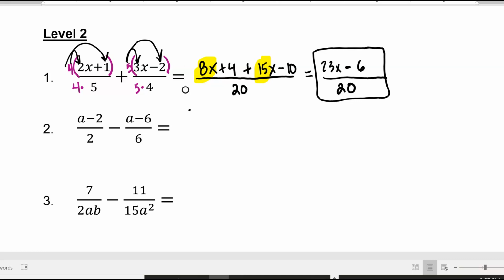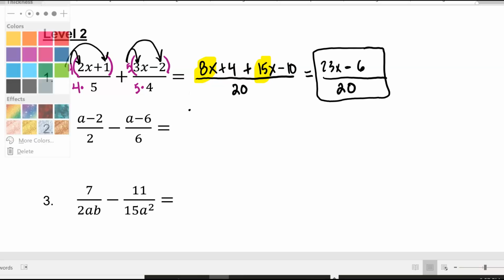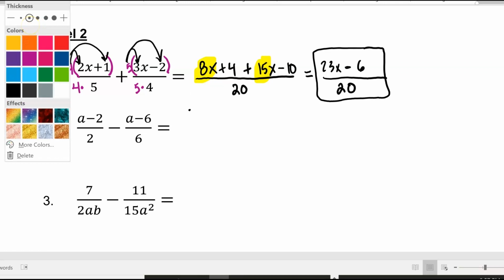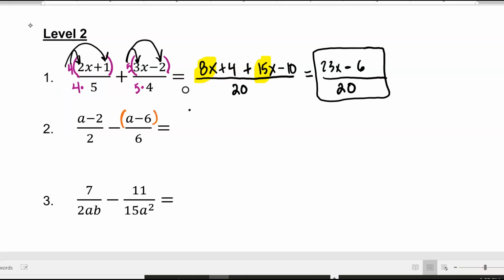Here we have a subtraction problem. Be on high alert when you have subtraction, especially when you have more than one item after that minus sign. So we have that minus, and then we have more than one term in the numerator. So that's when you need to make sure that you understand that you need to distribute here. So some kind of way you need to indicate that for yourself.